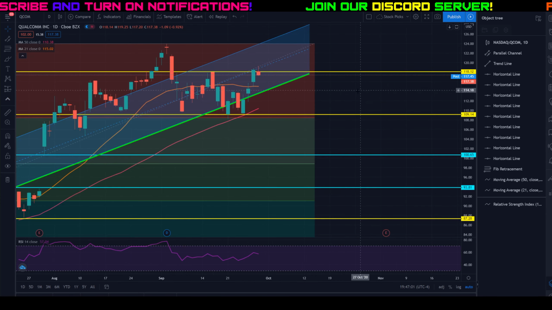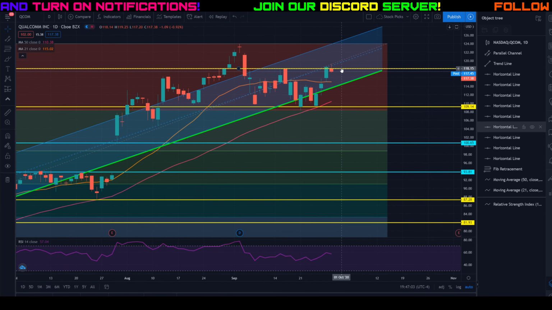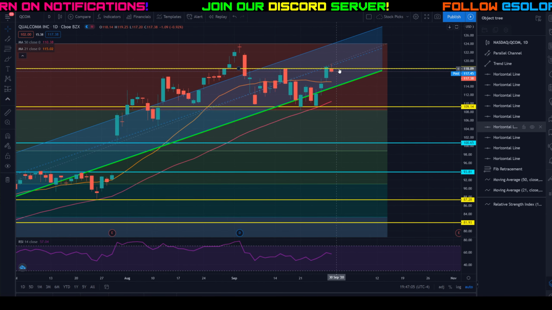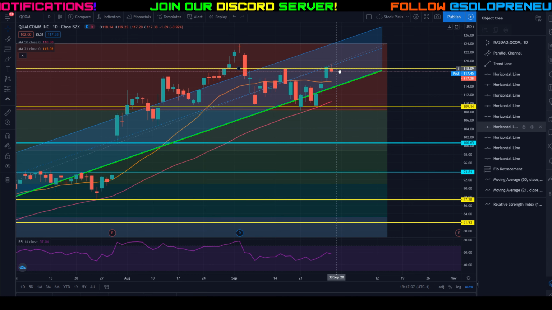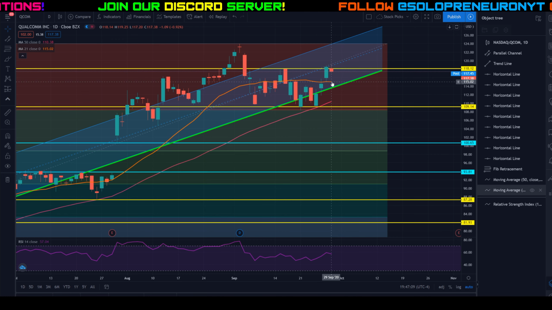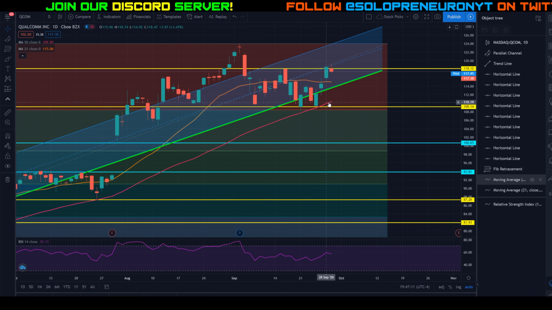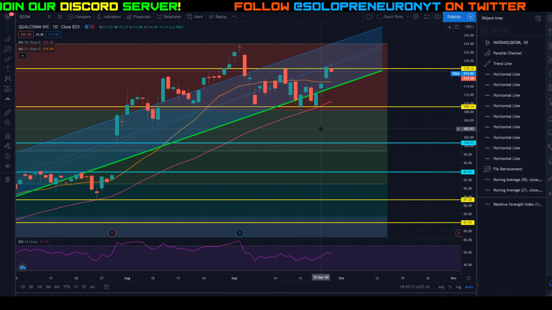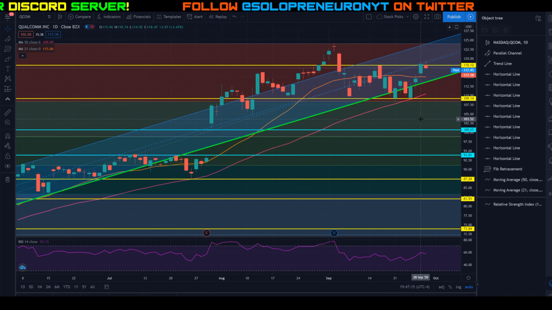My guess would be it's going to bounce to the downside because as of right now, it seems that 118 is a strong area of resistance. And like I said, support is about a few bucks to the downside. So we'll have to wait and see what happens. But that is my trade analysis on Qualcomm.